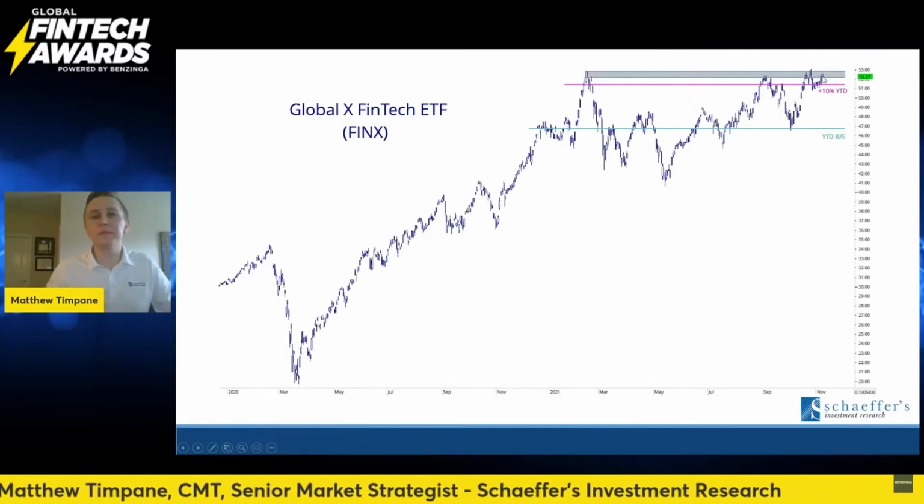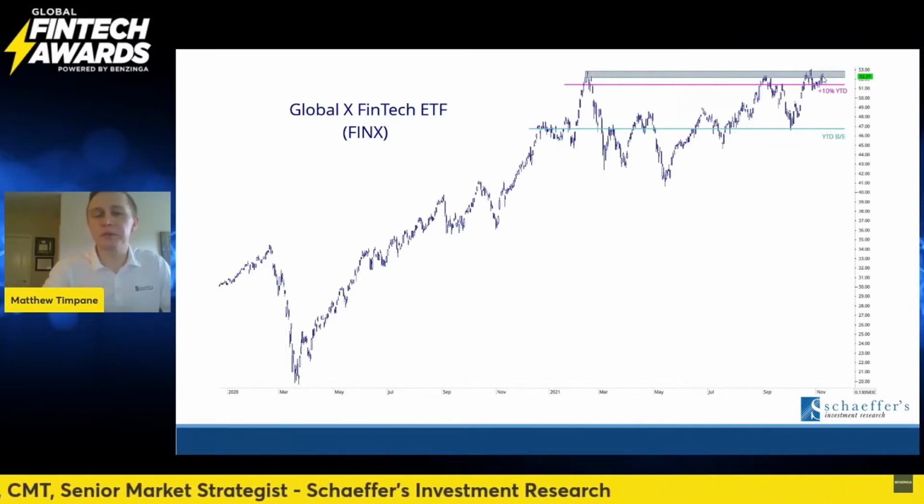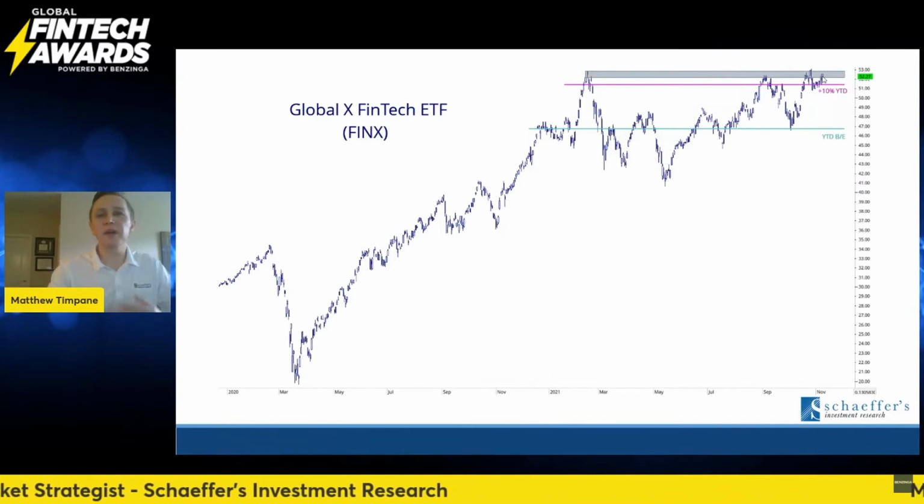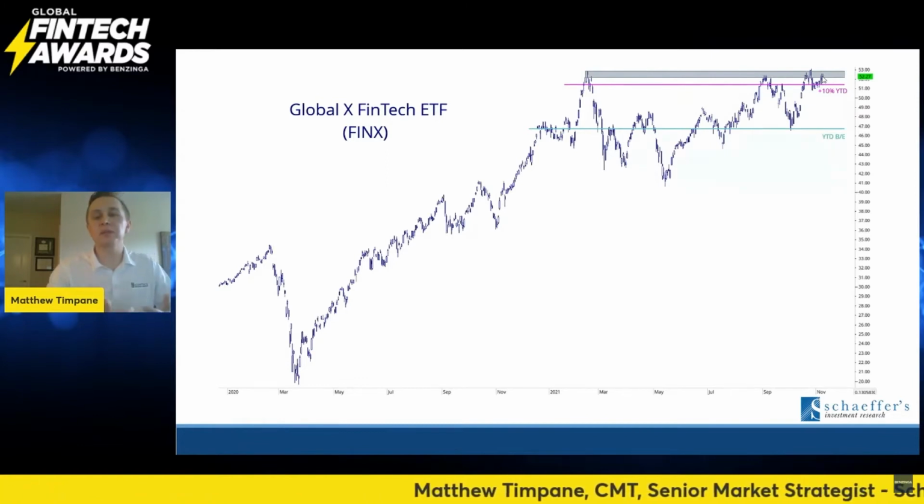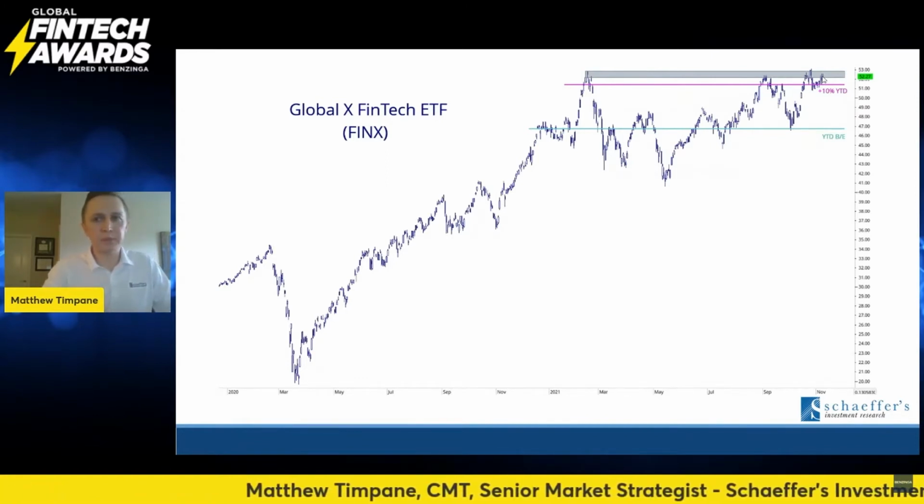So if we break out above 53, it's probably bullish for the whole sector among fintech. Certain areas have been struggling, certain areas have been extremely hot in the sector. This could broaden the base a little bit if we see this breakout.